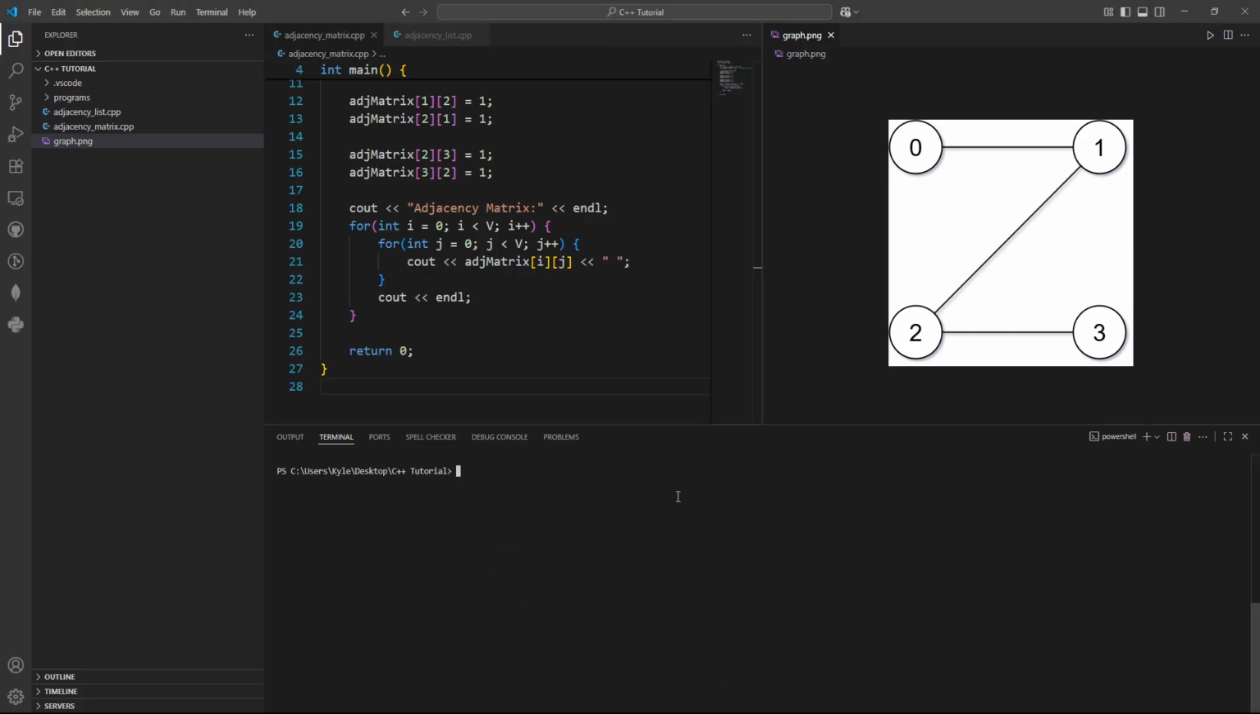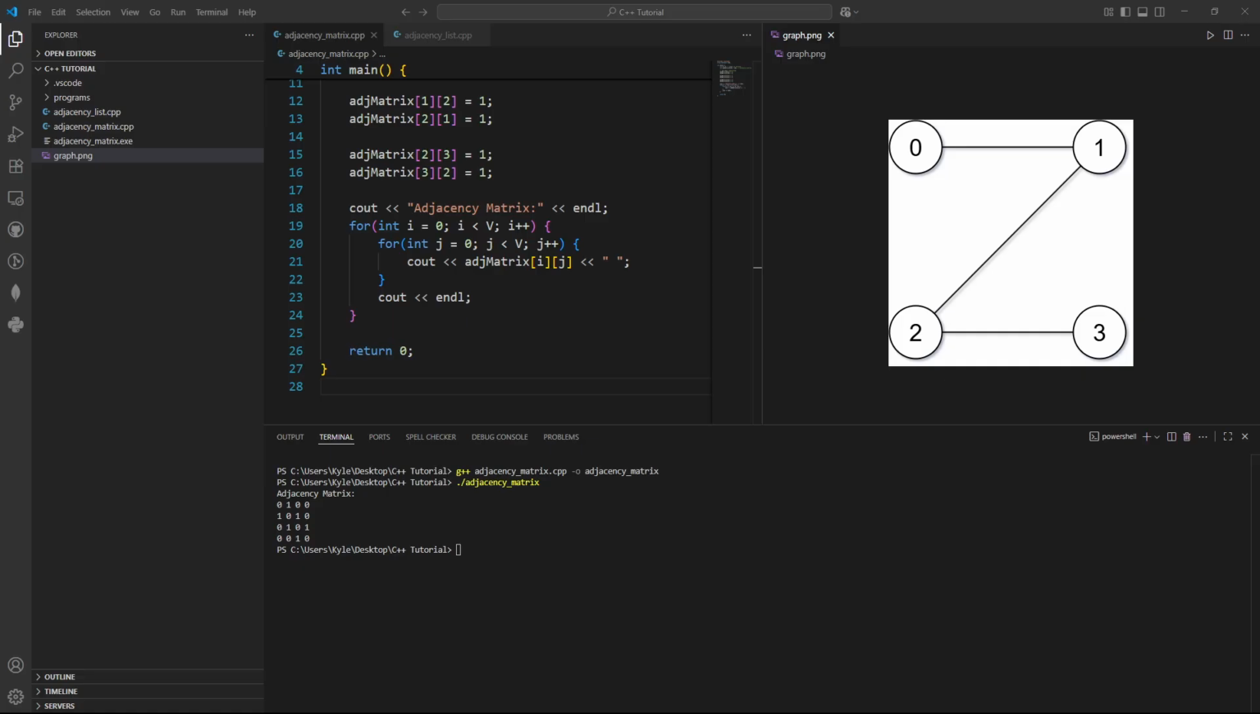So let us compile this. And let us run it here. As we can see here, we have our adjacency matrix. So between 0 and 1, 1 and 0, 1 and 2, and then 2 and 3.